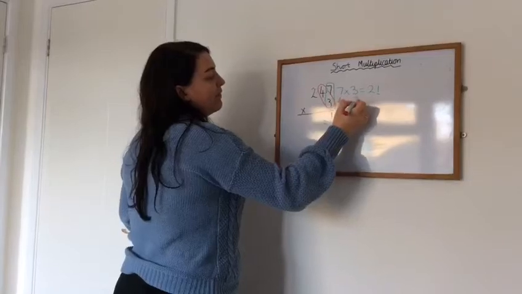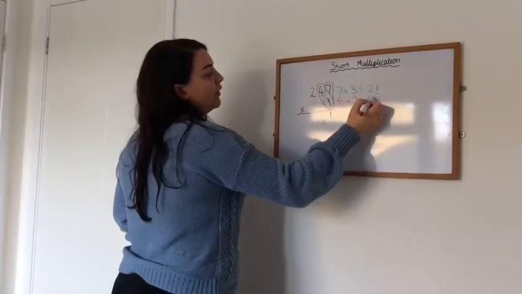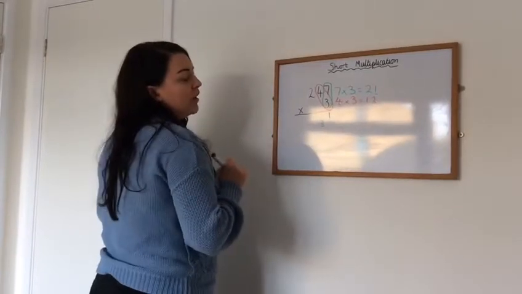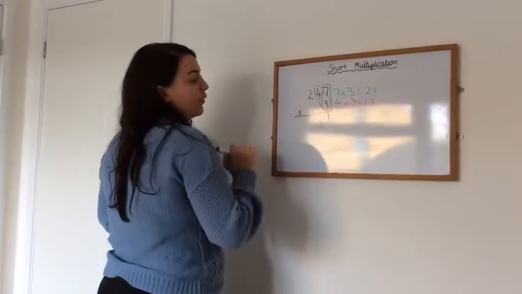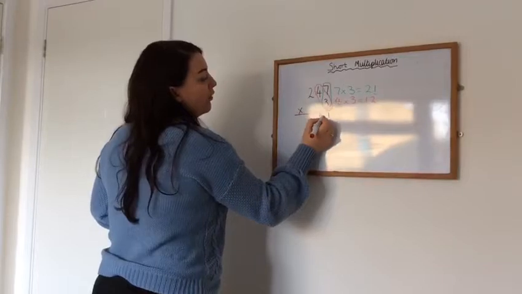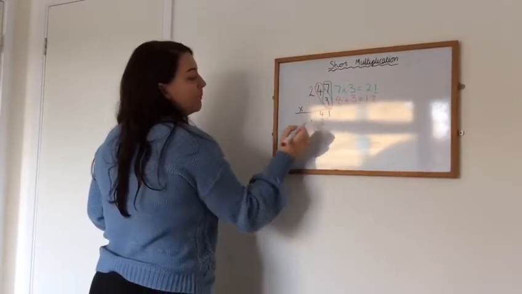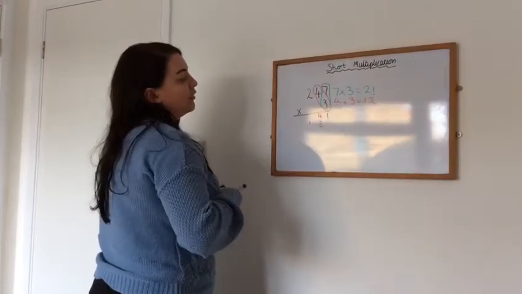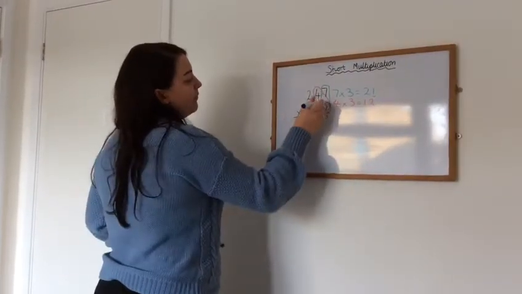Four times 3 is 12. Now we can't forget to add the number 2 that is in our column. So 12 add 2 is 14. Put our 4 in that column, carry over the 1. And then finally, we do 2 times by 3.